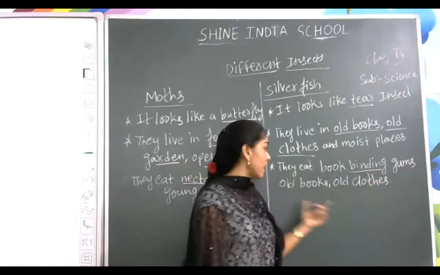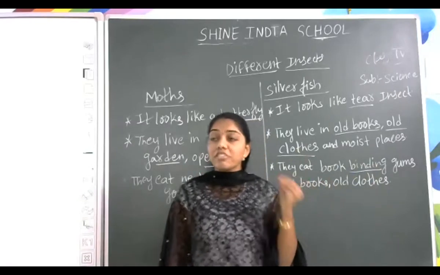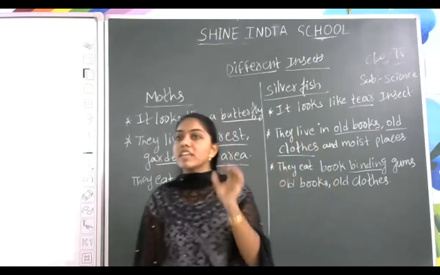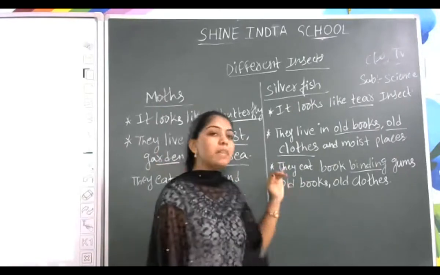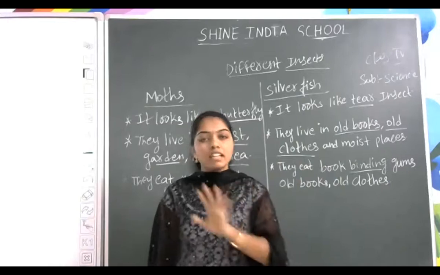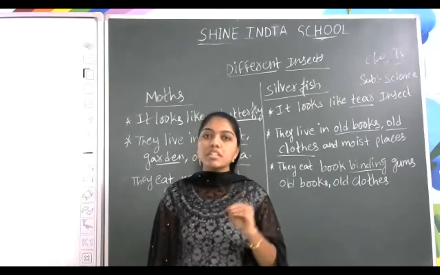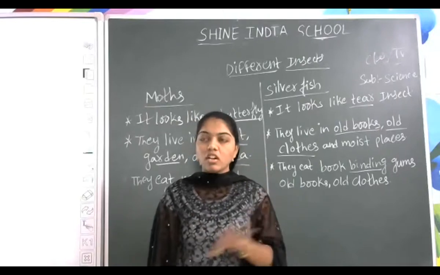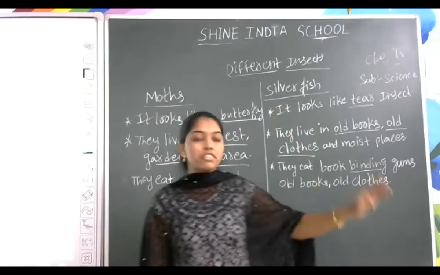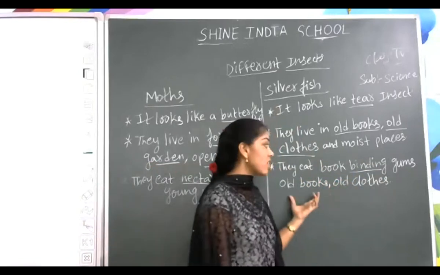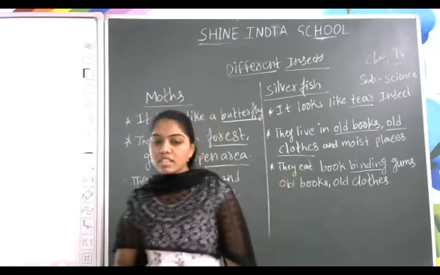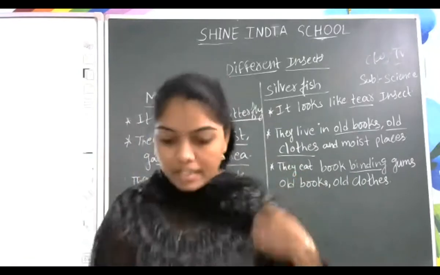They eat book binding gums as well as old books. Whatever left out books, if we are not using them, then they can be eaten by the silverfish. If we use them regularly, the silverfish cannot attack the books. And next one, clothes or old clothes. If we use our clothes daily, no silverfish will attack. But if we keep the clothes at one particular place and do not touch them, then those clothes will be attacked by the silverfish. So what is the food of the silverfish here? Book binding gums, as well as old books and old clothes are the examples of food items of the insect. What is the insect? Silverfish.